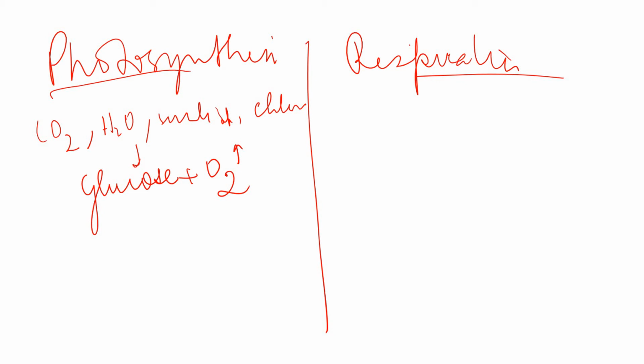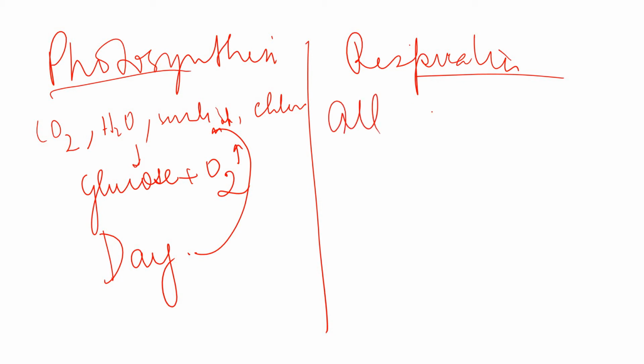This takes place only during the day because the process needs sunlight. Respiration in plants takes place all the time. Like photosynthesis takes place only in the day because photo means light, so we need sunlight, but respiration takes place all the time. Hence, during the daytime, plants use a part of the oxygen produced during photosynthesis for respiration.